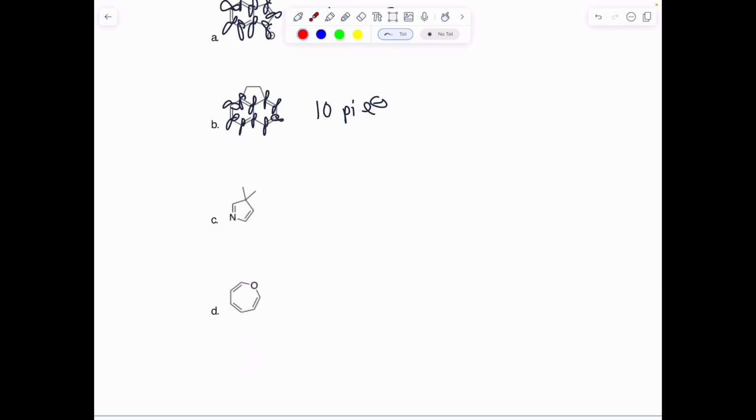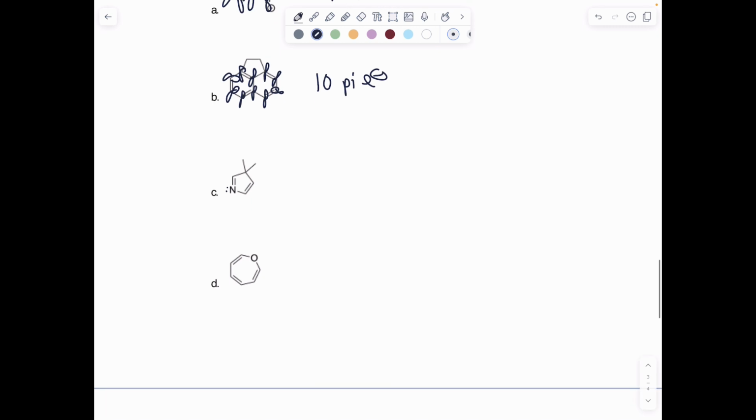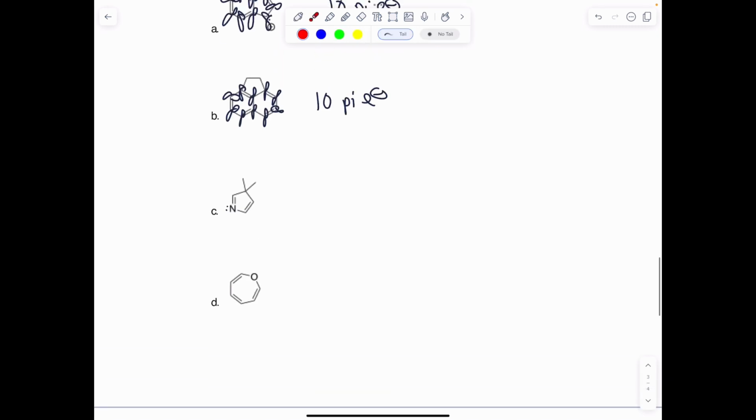You've got to make sure that you are doing both of those calculations separately. Moving on to part C. I think it's important to draw in the lone pairs if there are any. So I'm going to draw the lone pairs on that nitrogen. And then we have to think about whether or not those lone pairs are capable of resonating into the ring. And in this case, they're not, because the nitrogen already has this double bond here.